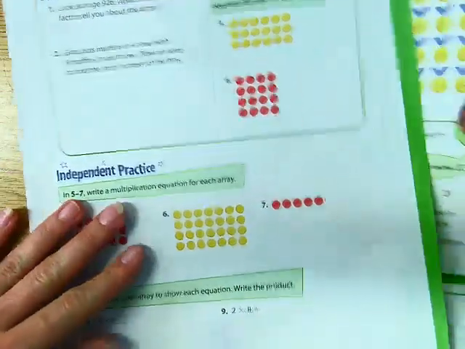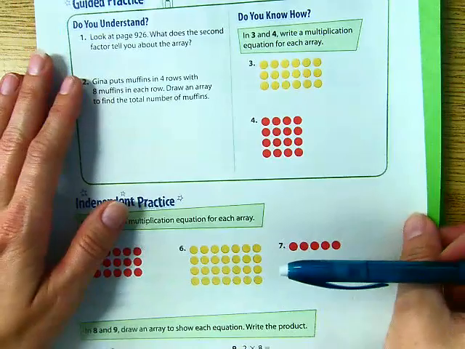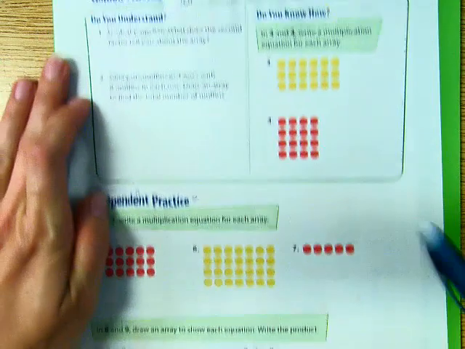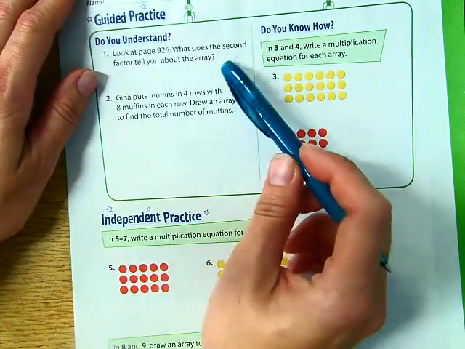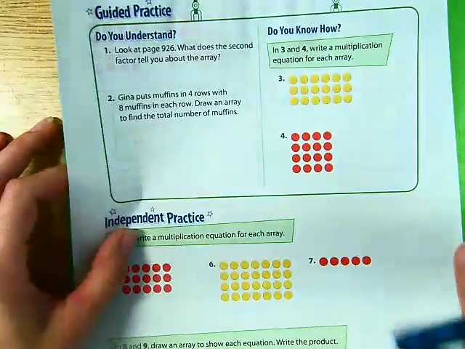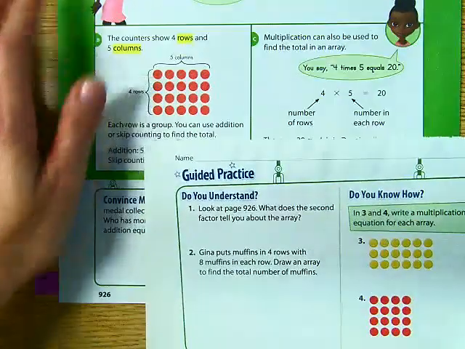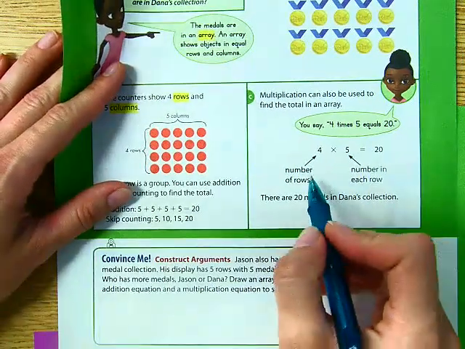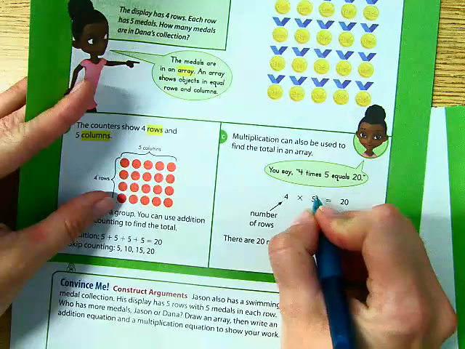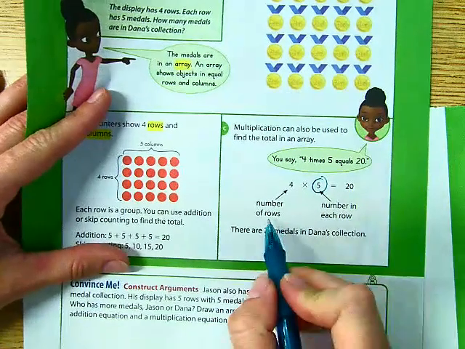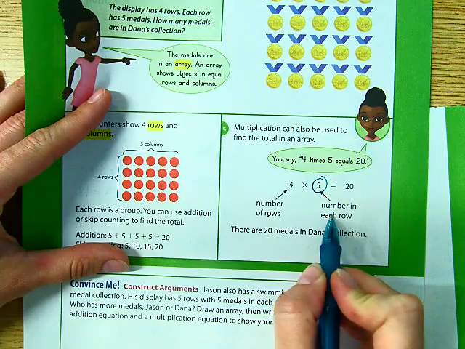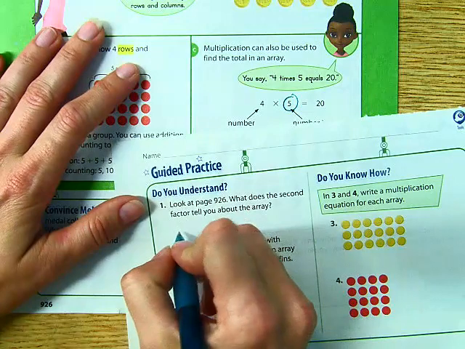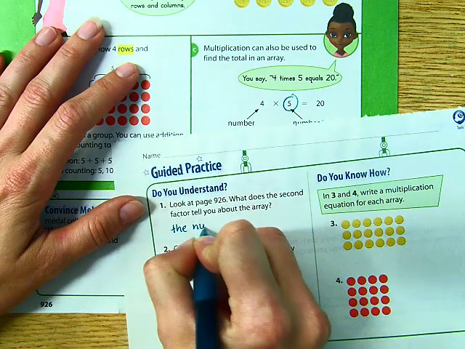So I wanted to take a look with you on the very top of page 927. It says, look at page 926. What does the second factor tell you about the array? So a factor is another word for the numbers that you are multiplying. So here, it says, what does the second factor tell you? So that would be the second one. So this is the number of rows, 4, and the second factor tells you the number in each row. So when you look back, you could say the number in each row.